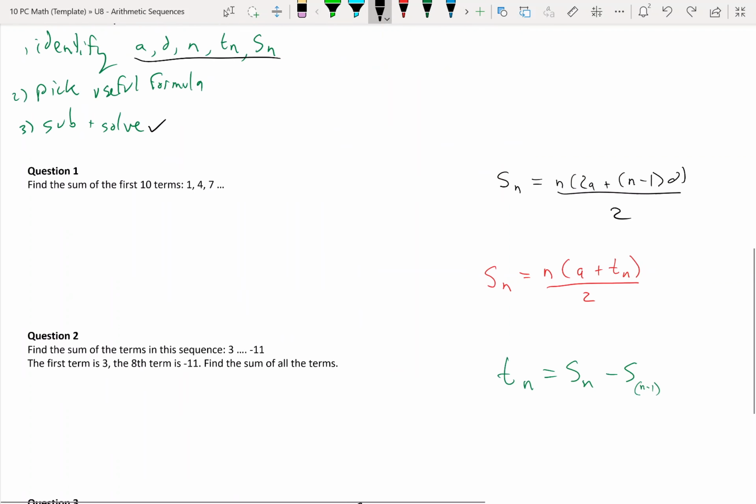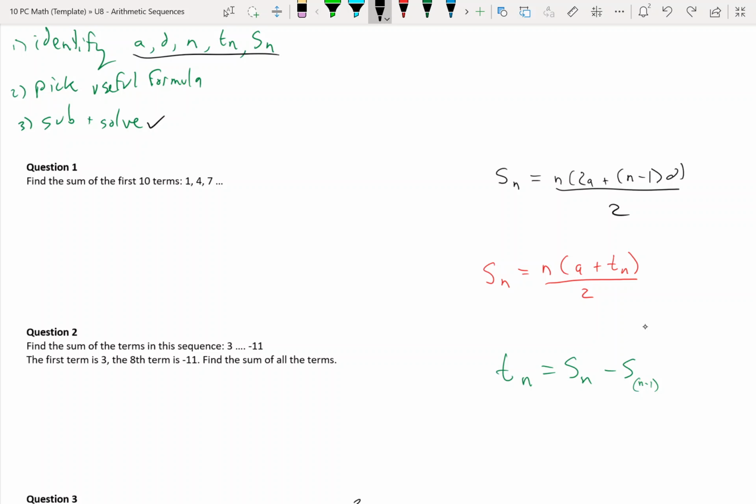So let's do some examples. This first one says find the sum of the first 10 terms. So A is equal to 1, that's the first term. N is equal to 10, there's 10 terms. I don't know T at N. I obviously don't know S at N. But I can find the difference really easily. It looks like it's 3. It's going up by 3 every time. That's all I have. Let's look over at the formulas.